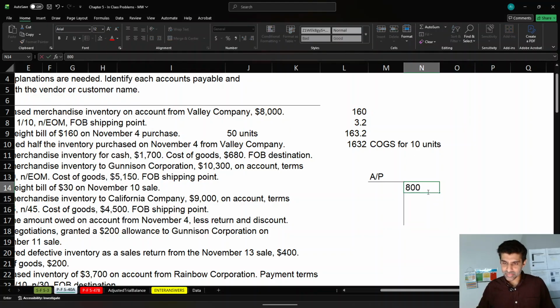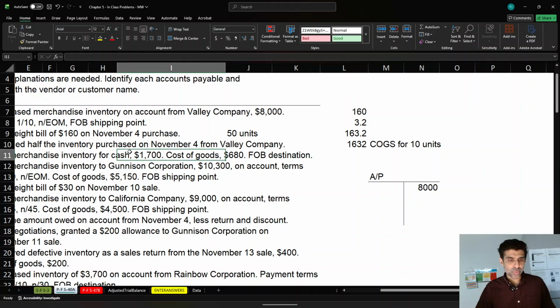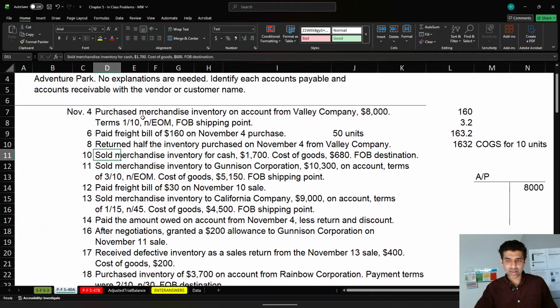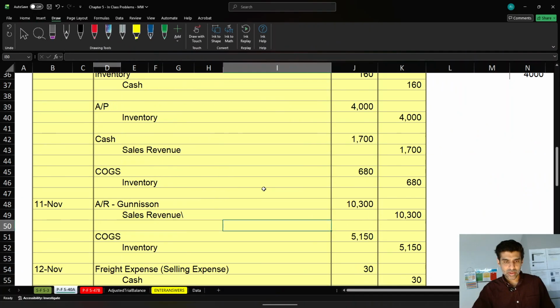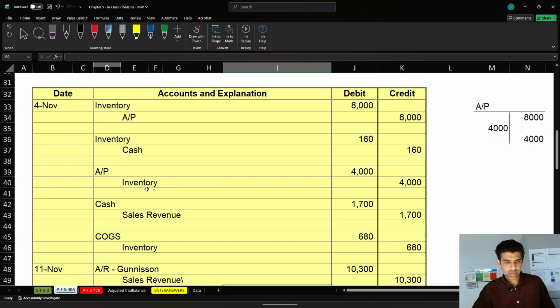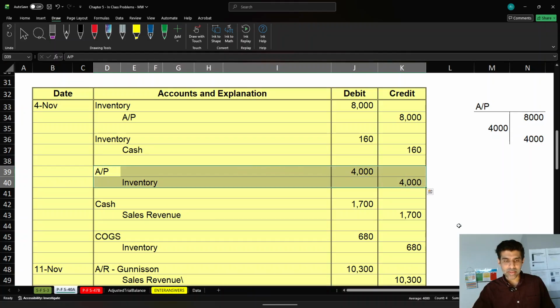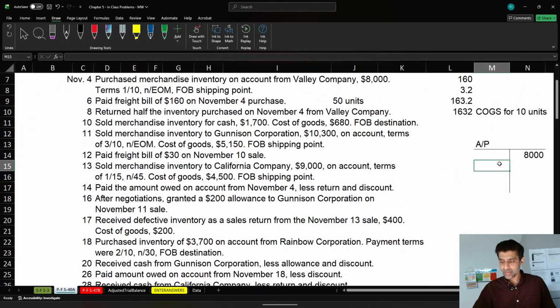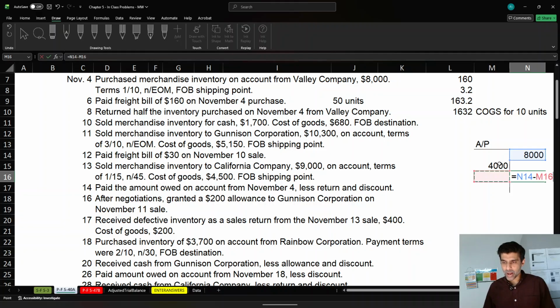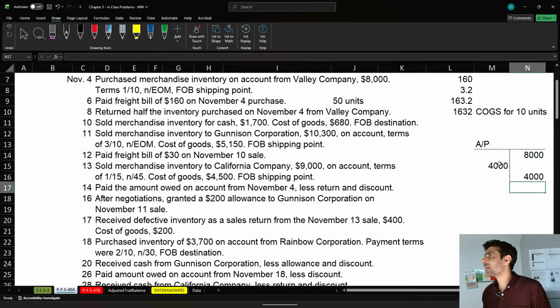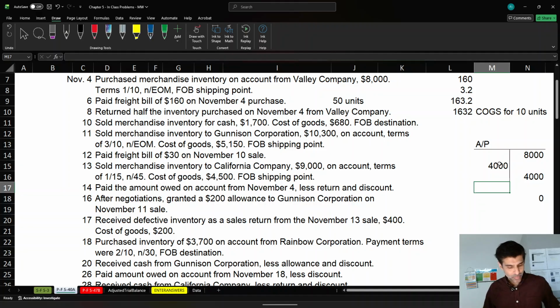So we started off at 8,000. From this return, if you look back, we had a debit to accounts payable of 4,000 because we returned half of it, this 4,000. So right now, our total outstanding balance is 4,000. Everyone good with that? And of this, how much cash are we going to pay them? 4,000? We know that this is going to go to zero because we're going to pay them off.